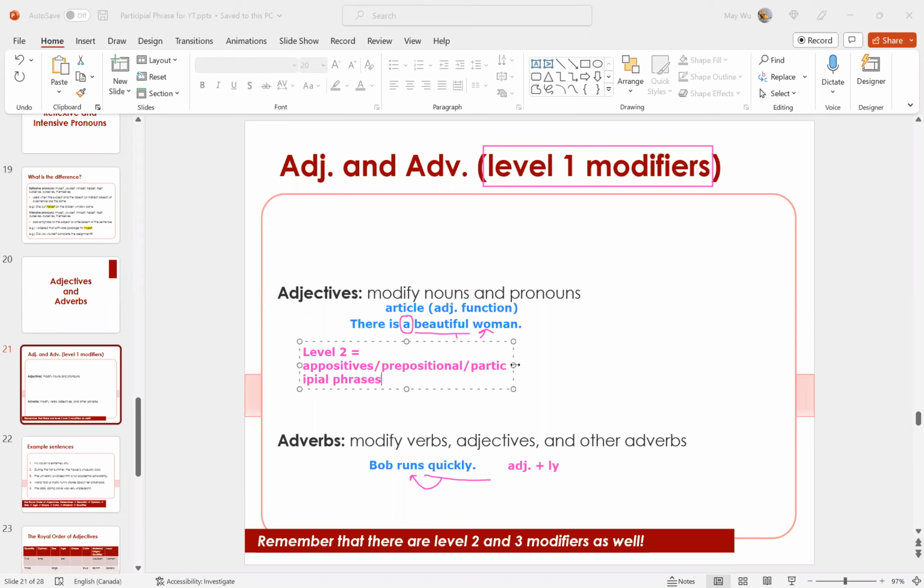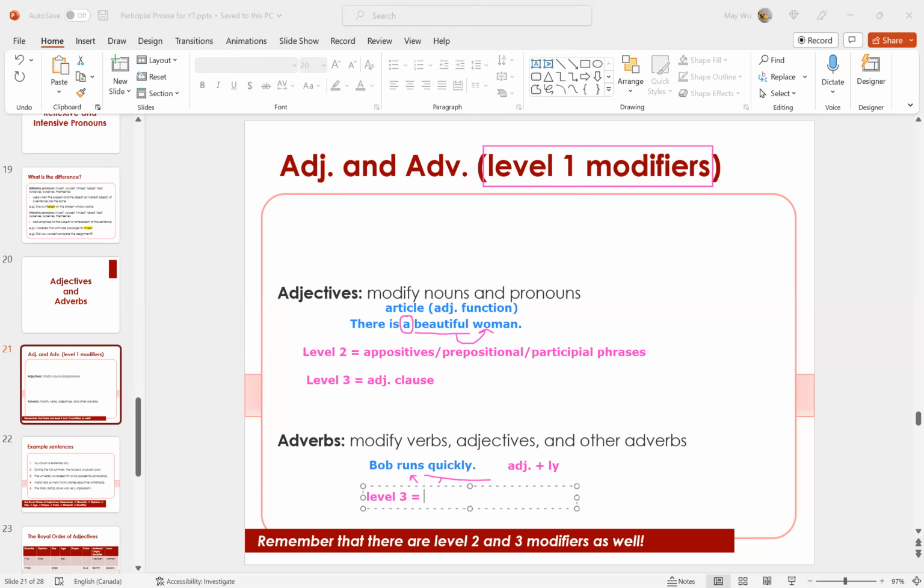What about level 3? We'll talk more about that later on, but a level 3 modifier is an adjective clause or an adverb clause. By clause, I simply mean that it is something that contains a subject and verb. But whether it is level 2, level 1, or level 3, they all modify another word. So they are all modifiers.